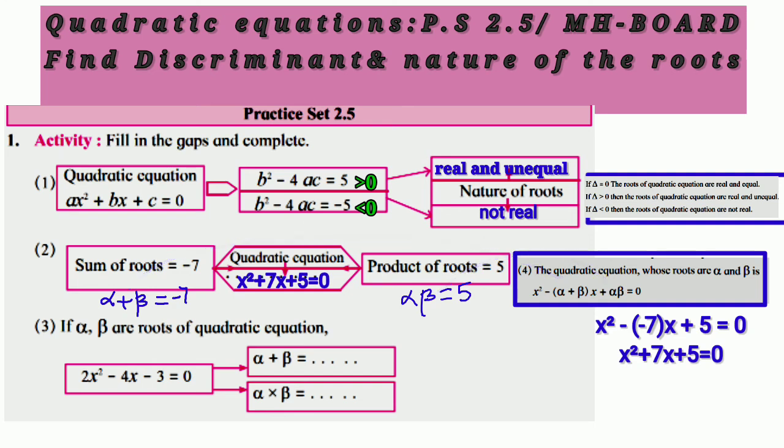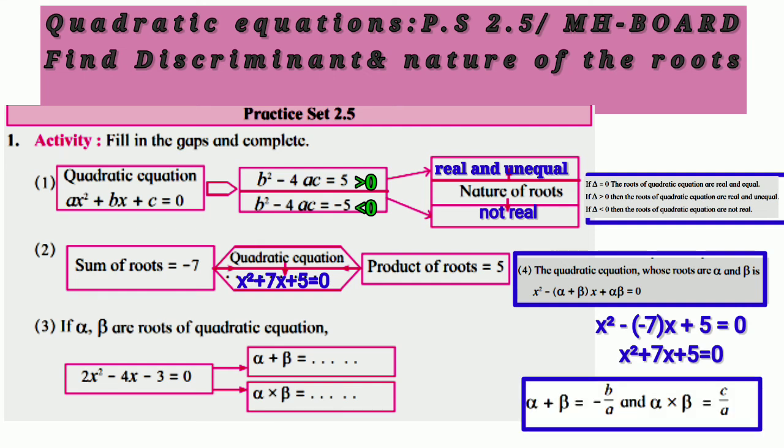Third question. Alpha and beta are the roots of the quadratic equation. The equation is 2x square minus 4x minus 3 equals 0. This equation is given and we have to find the sum of roots, that is alpha plus beta, and the product of roots, that is alpha into beta.